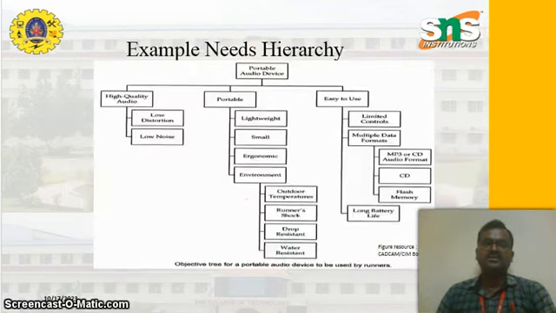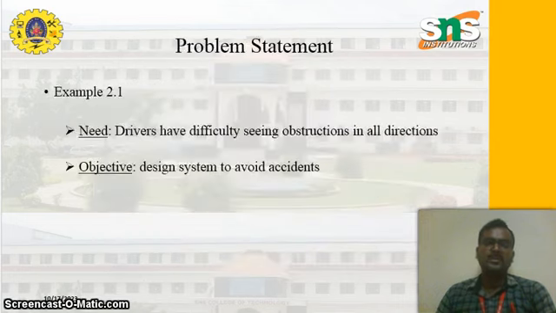This is one of the examples. We can show a portable audio device, and how they collect the empathy parts and all. And one more problem you can develop for the next class: travelers have difficulty seeing obstructions in all directions. Our objective is to design a system to avoid accidents. This is the general problem statement. Please work on it at home. Next class we can discuss it as a case study.